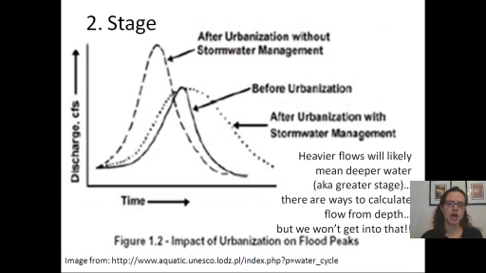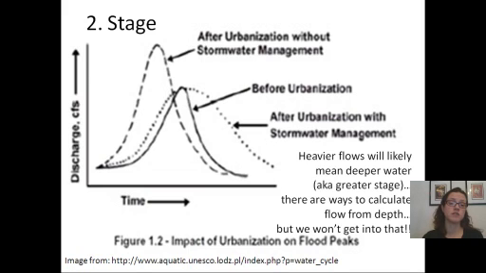Another thing that we can find out about the stream based on the change in stage over time is how urbanized, or else how paved, the watershed is. So this graph shows 3 different reactions to a rainfall event. The tallest one there is after urbanization. So the stream's watershed has been very built up, very paved.